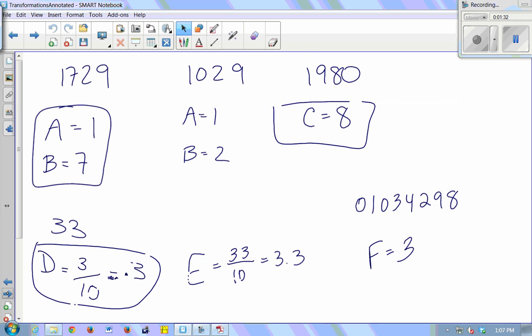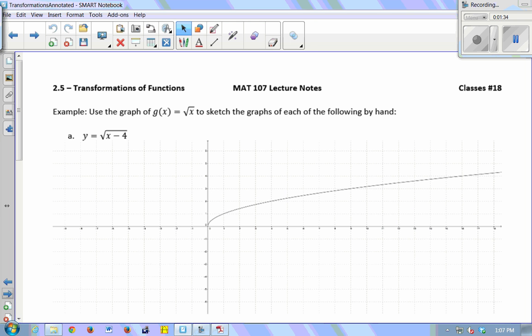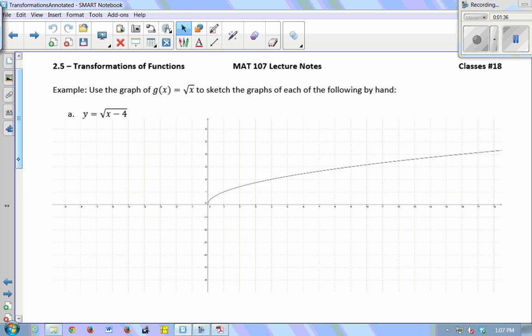So what we're going to do is take those things and apply them to the graph of square root x. We're going to do some transformations of the parent function square root x. So I have the original parent function graphed here. And I want to sketch a graph of y equals the square root of x minus 4 by hand.